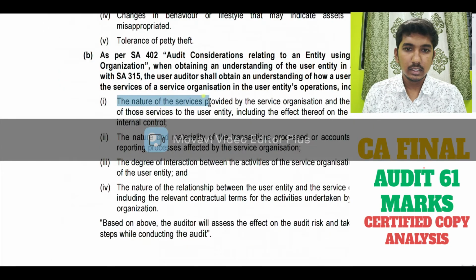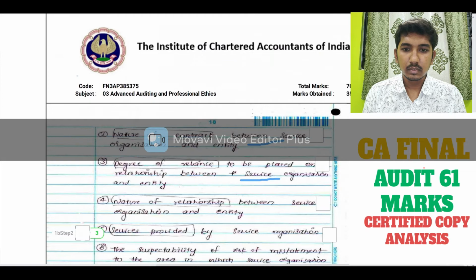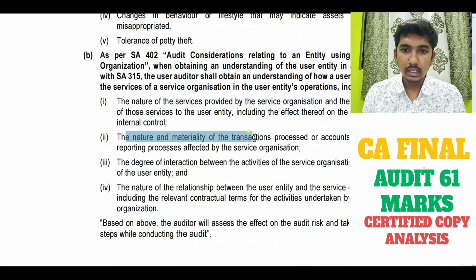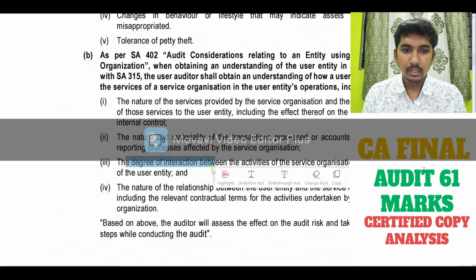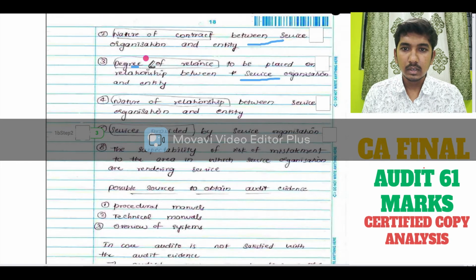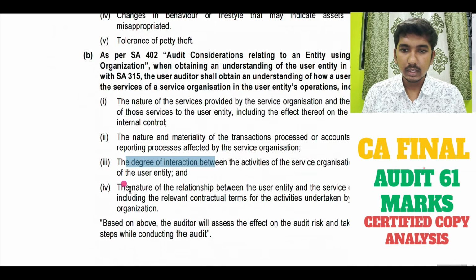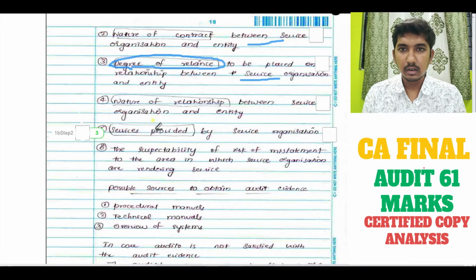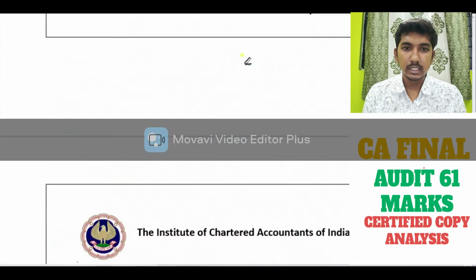And then let us see the key points. Here, nature of services, then nature of services: 1 point is matching. And then nature and materiality of transactions. I have not quoted that point. Then the degree of interaction between service organizations and user entity. Then you can see here degree of reliance, and then nature of relationship between user entity and service organizations, which I have quoted. So there are only 3 key points matching as per the suggested answer.